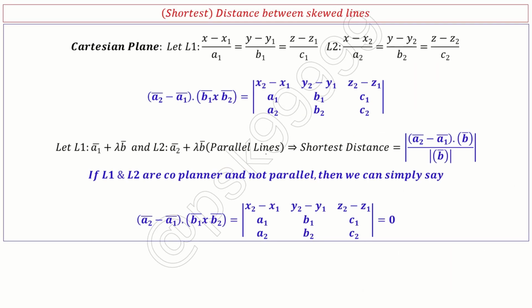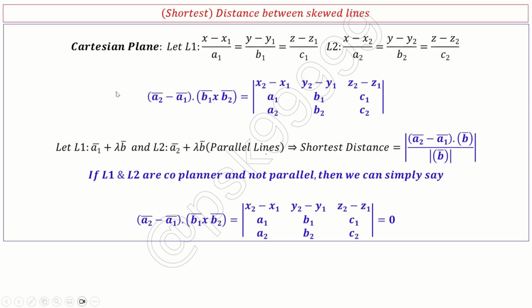Now, distance between skewed lines if they are given in Cartesian form. Okay, L1 is given in the form of a Cartesian line. Okay, L2 and L1. Now, A2 minus A1 dot B1 cross B2 is nothing but this value. Correct? Now I just need to divide this with absolute B1 cross B2. That's all. All right, so this is how we'll do it. This is a shortcut for you, just to tell you how to get the distance.